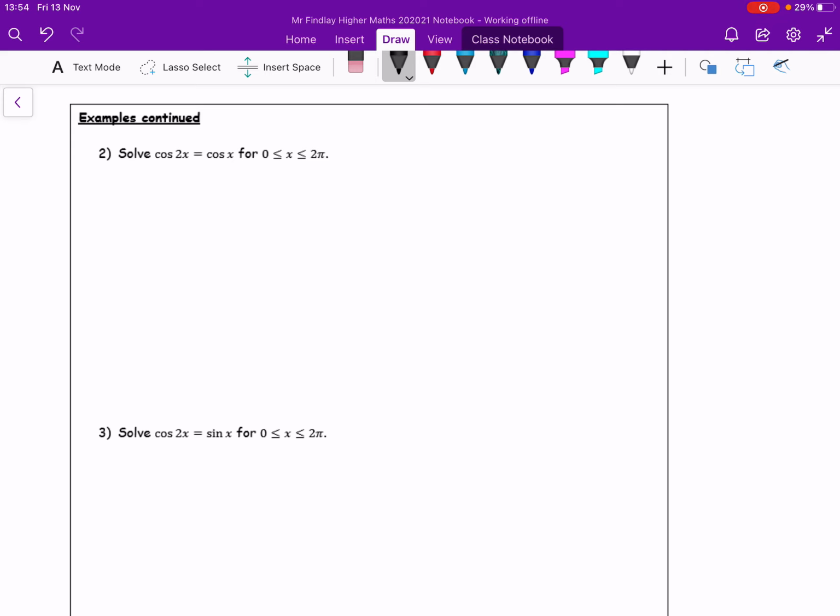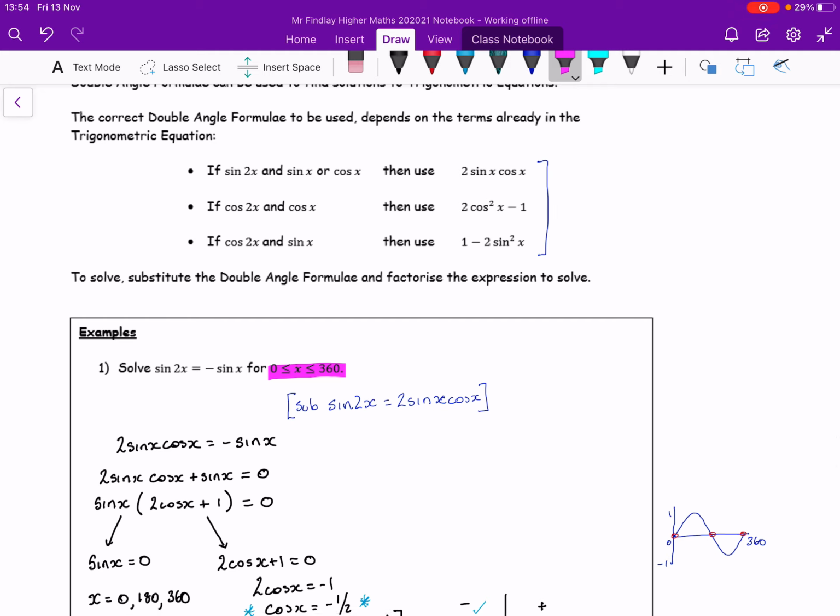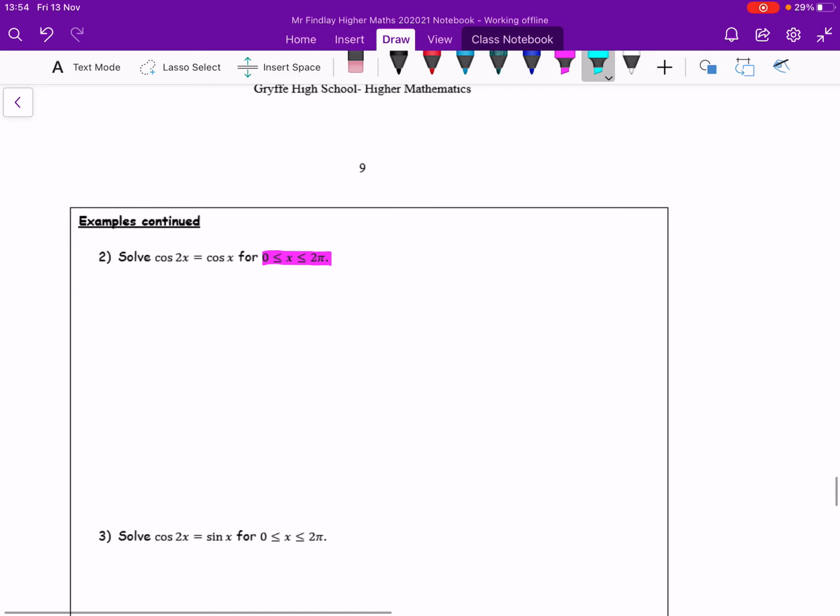Okay, in number 2, again, consideration of where our solutions must lie. This time our final solution must be in radians. And cos 2x is equal to cos x. We guide here: if we've got cos 2x and cos x within our question, which is what we have, then we keep consistency and use the formula which involves cos squared x. So we have consistency across the cos.